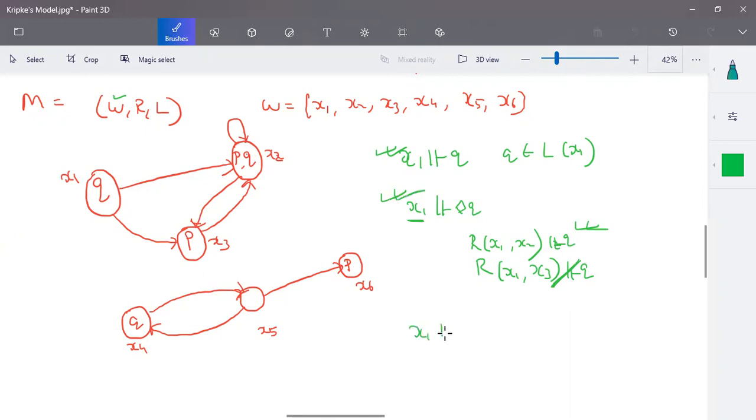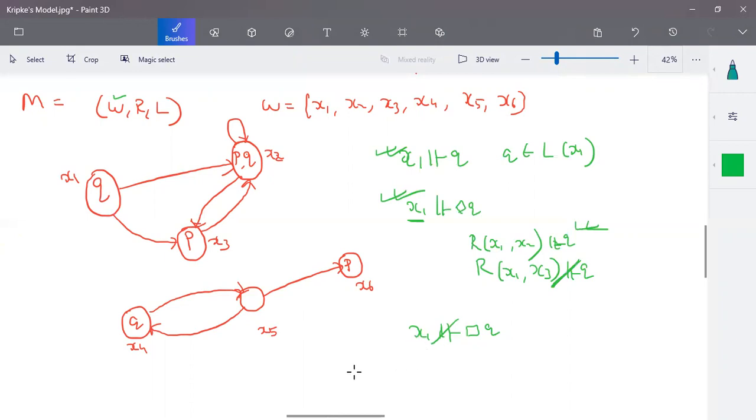And similarly, when I write it as box of Q, is it valid? No, right? That is not valid. Here, in all the relationships that are connected with X1, the worlds that are connected with X1 are X2 and X3. In X2, we have Q, but in X3, we don't have Q. So this is not valid. When a semantic entailment is not valid, we can cross it like this.